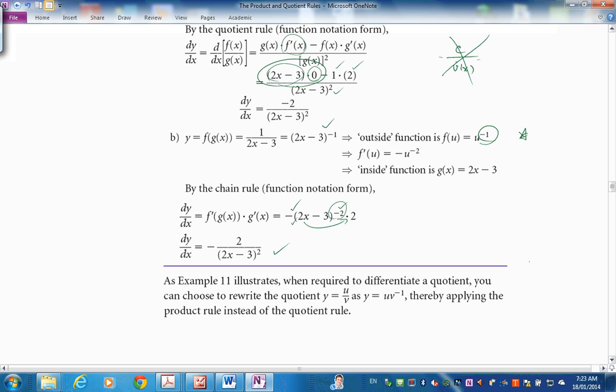Okay, you can apply other rules other than the quotient rule if it's simpler, and here the chain rule is simpler because we don't really have a quotient of two functions as such.